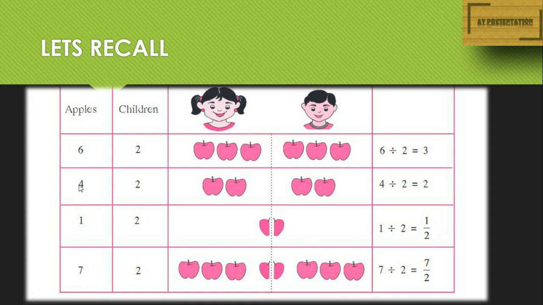Now the fourth row, there are 7 apples and 2 children. Then how could we divide it? Firstly 3 apples give to the girl and 3 apples give to the boy, and 1 apple we can divide into 2 parts. Meaning 3 and a half we can give to the girl and 3 and a half we can give to the boy. Meaning 7 divided by 2 is equal to 7 upon 2.